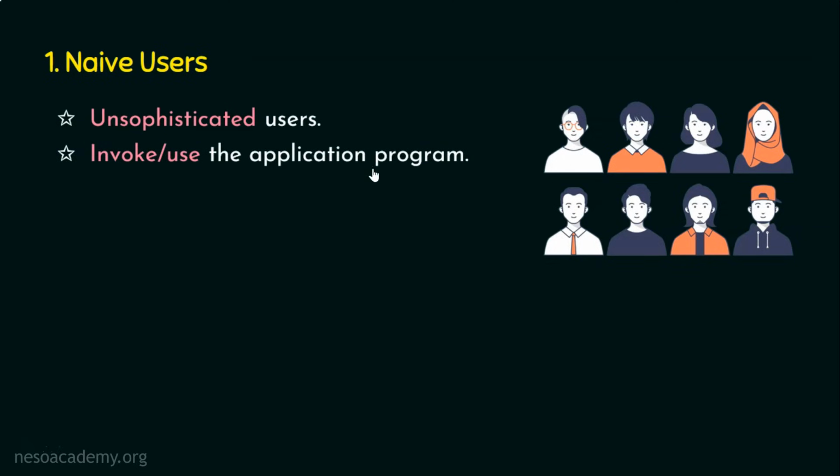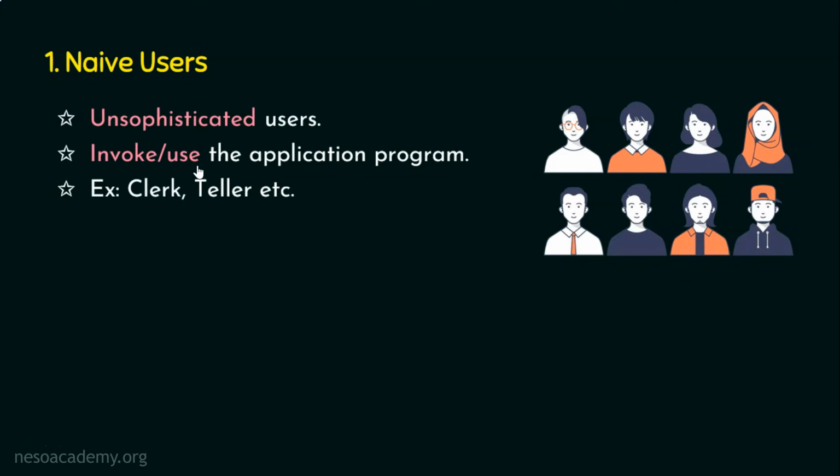Because the application programs are already well written, they are going to just invoke or use the already written application programs. Say for example, if you're going to an ATM machine to withdraw money, you should know how to operate the system. That's it. Because how to withdraw the money, everything is predefined using the application programs. And these naive users are going to invoke or use the application programs that were already written.